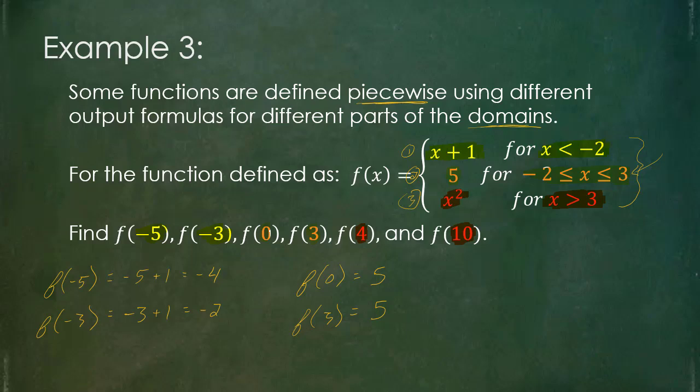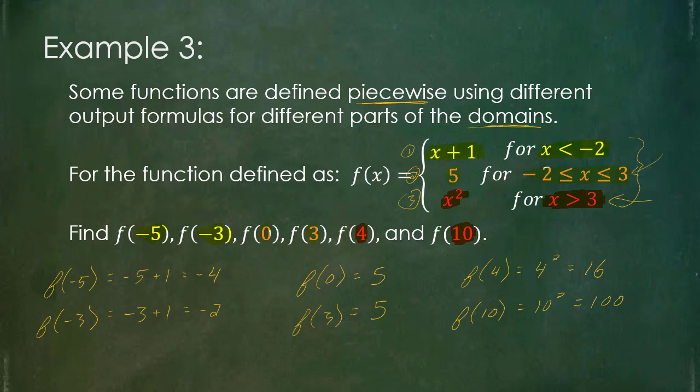If I go into the last two, f of 4, 4 is greater than 3, so I'm going to plug into this bottom expression. It says I'm supposed to square it, so that would be 4 quantity squared, which I then can simplify and say is 16. And f of 10 is along that same interval as well, so I only plug into the bottom expression, 10 squared, which would give me 100.